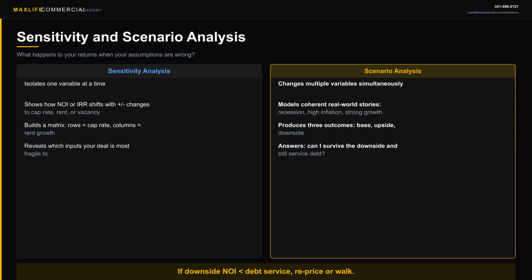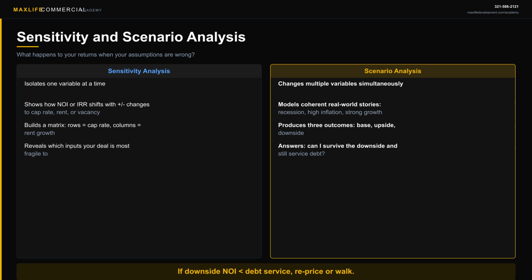Scenario analysis takes a broader view. Instead of moving one variable, you assemble a full, coherent story. In a recession scenario, maybe market vacancy jumps 400 basis points, rent falls 10%, and your exit cap rate expands 75 basis points, all at the same time. That's a downside scenario. Your upside scenario might assume rent growth tracks inflation, you lease up a vacancy in year 1, and you exit at a compressed cap. Your base case sits in between.